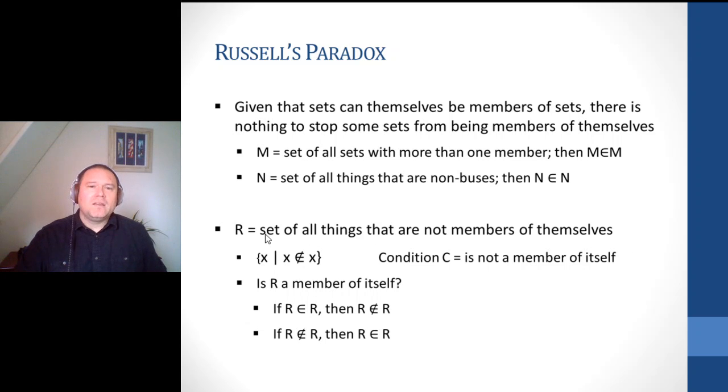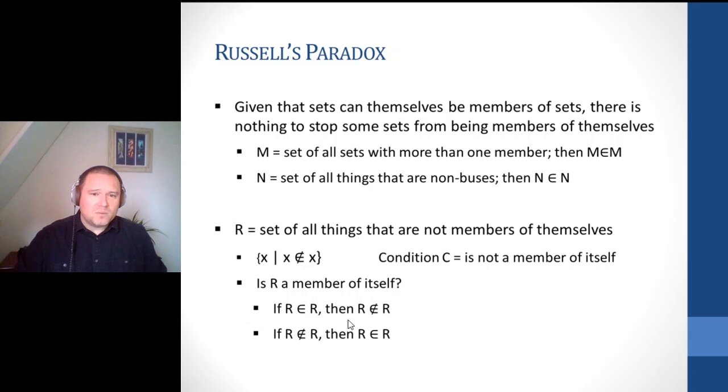Here's the problem. We've got our set R. Is R a member of itself? Well, if R is a member of itself, then it can't be, because R is defined as the set of all things that are not members of themselves. So that's bad. In contrast, if R isn't a member of itself, then it must be a member of itself, because again, R is the set of all things that are not members of themselves. So R would be a thing that's not a member of itself, so that would then have to be a member of itself. So no matter what you do, you end up in a contradiction.